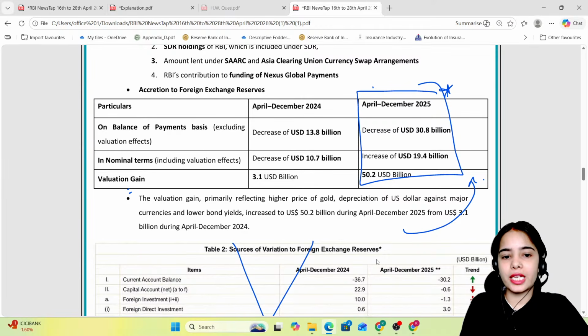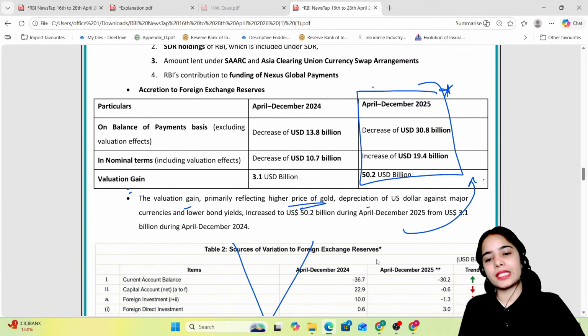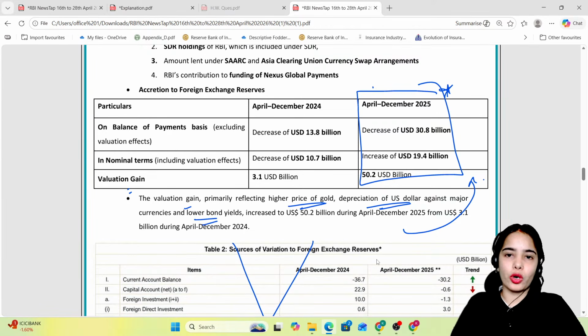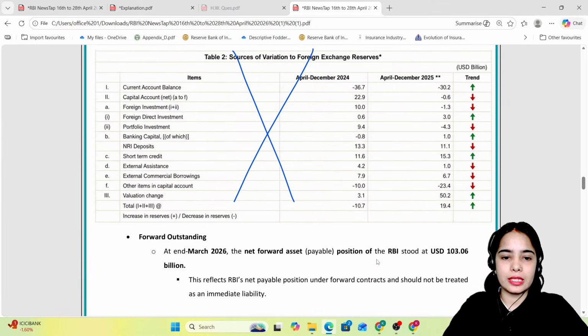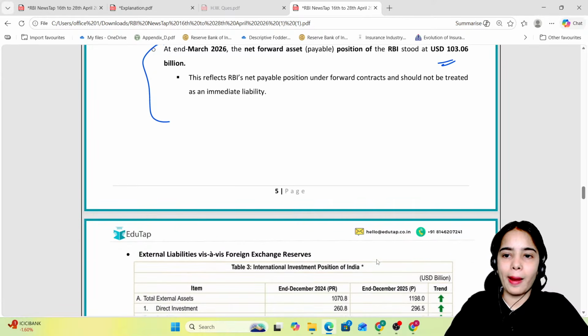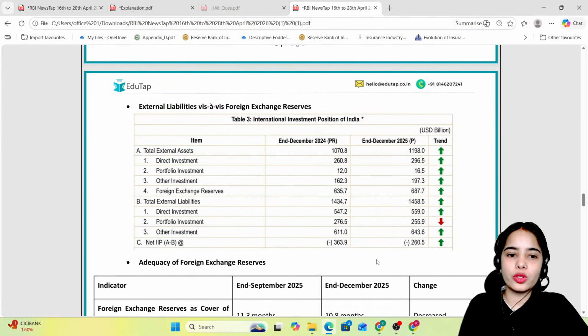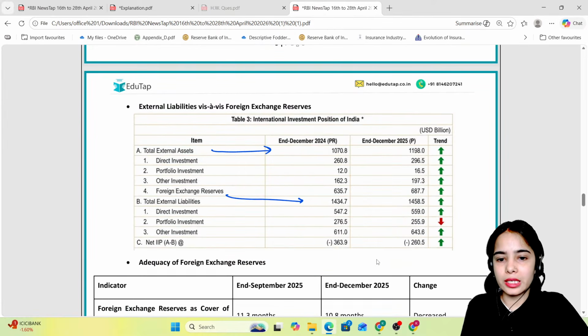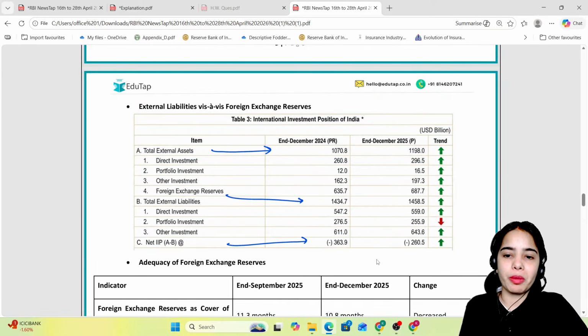The summary is provided here, and the valuation gain is because of the increase in gold prices, depreciation of the dollar, and lower bond yields. That means higher bond prices. Forward outstanding data is important: $103 billion. Here also, just the total external assets, total external liabilities, and the net position. Instead of remembering the data, you can also remember the trend.